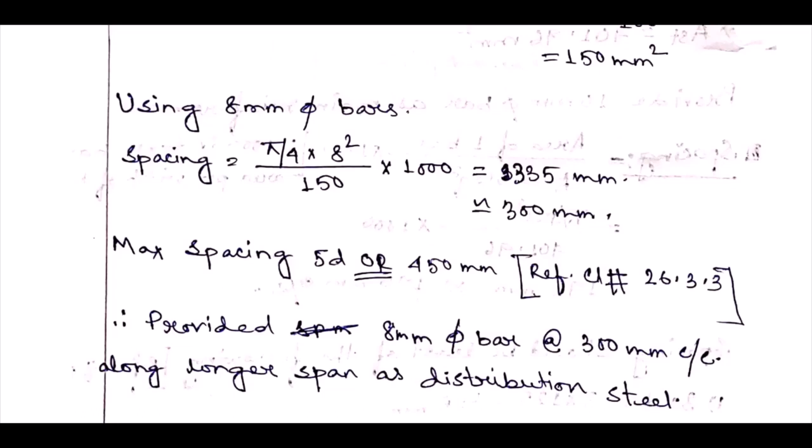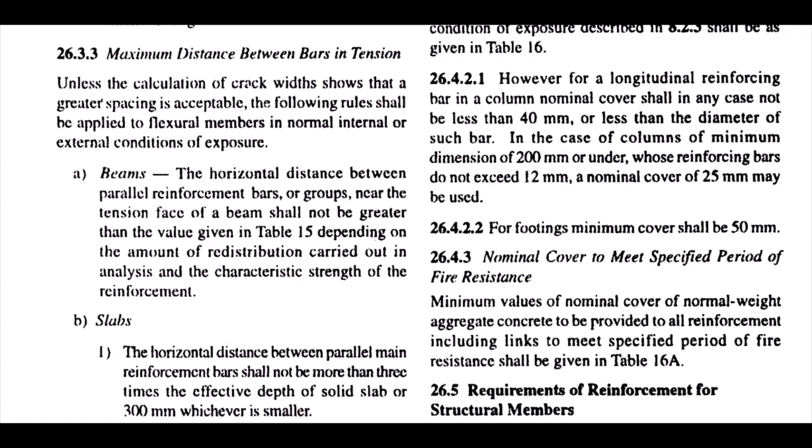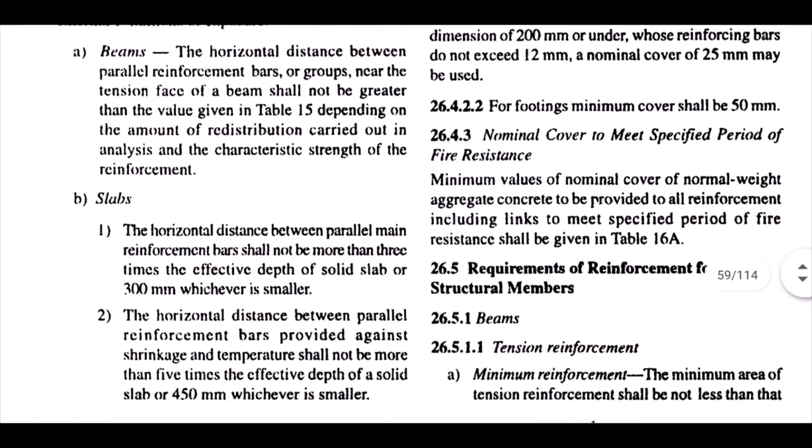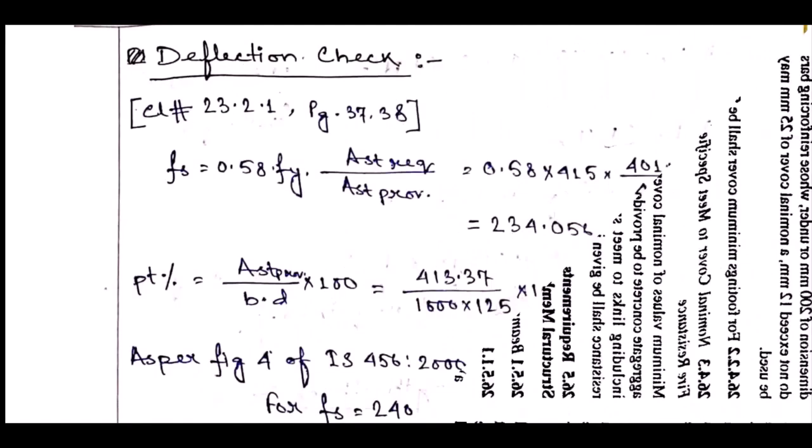But check once the conditions in clause number 26.3.3. Look here, clause number 26.3.3, maximum distance of tension bar. For slabs, the horizontal distance between parallel reinforcement bars provided against shrinkage and temperature shall not be more than 5 times the effective depth of a solid slab or 450 mm, whichever is smaller. Our value is already less than that. We have provided the 300 mm spacing. So the design is almost complete.